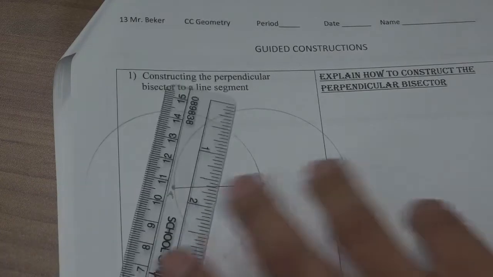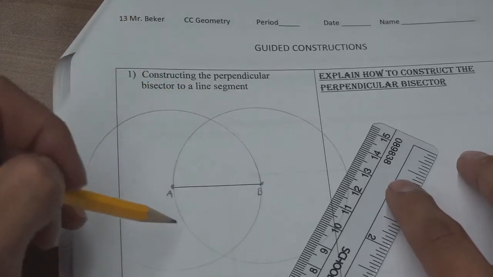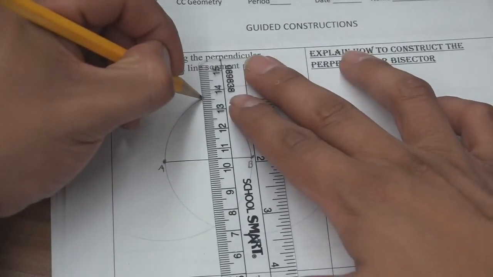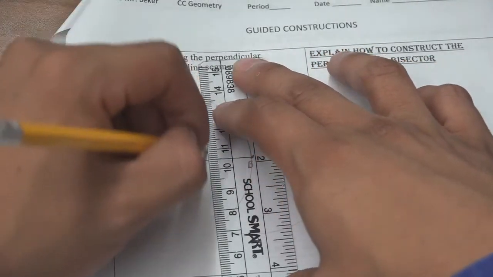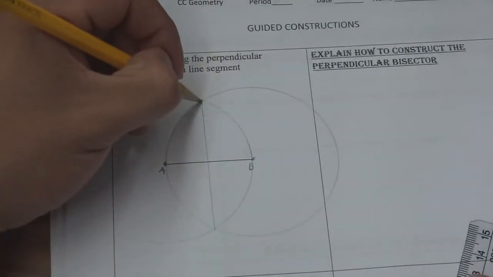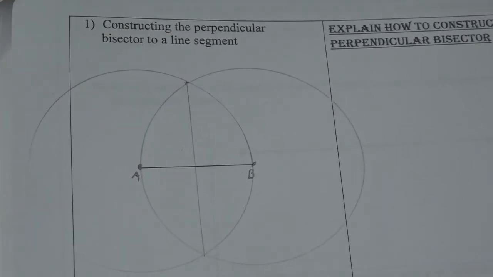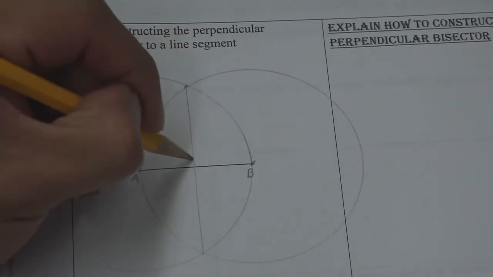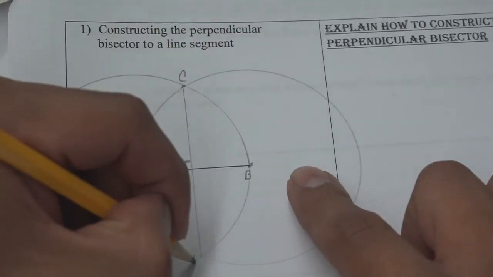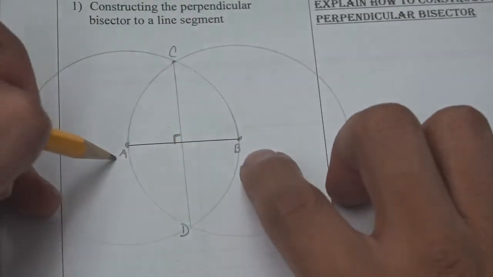Okay then, so now, we're not just going to construct an equilateral triangle, we already know how to do that. But the funny thing is that here, when you connect this point with this other point right here, the point of intersection where the circles intersect, that, my friends, is your perpendicular bisector. Now, what does that mean? Well, that means that this line segment is perpendicular to segment AB. Let's call this segment CD.